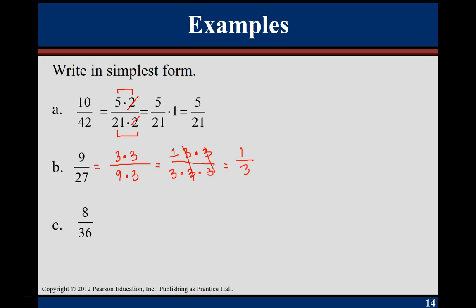For letter C, for 8 over 36, well, I know 8 can be a 4 times a 2. And I know 36 is 4 times 9. And so I can say these 4's divide out, and I'm left with 2 over 9.